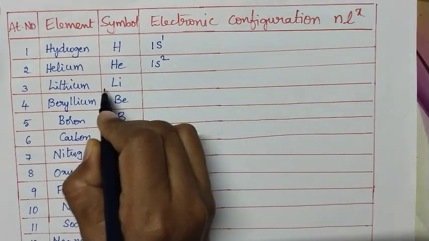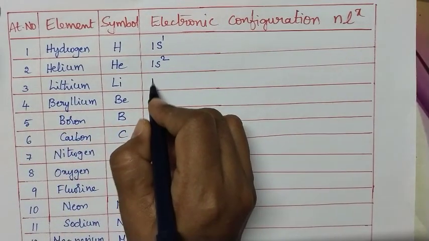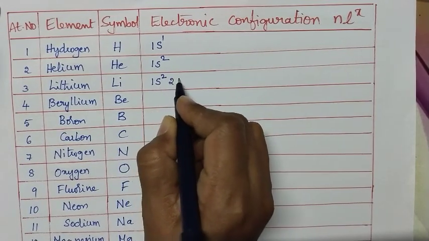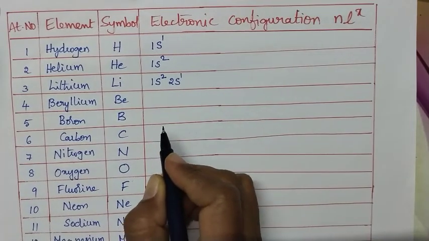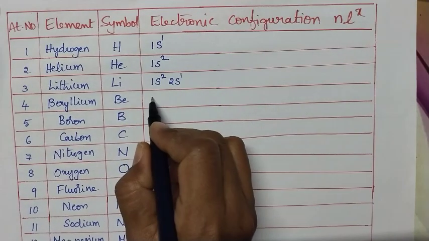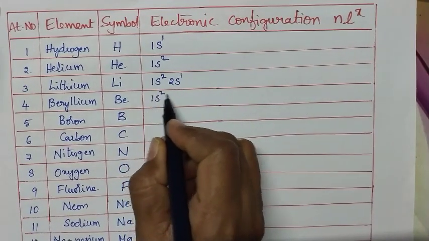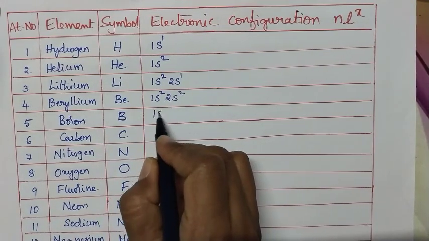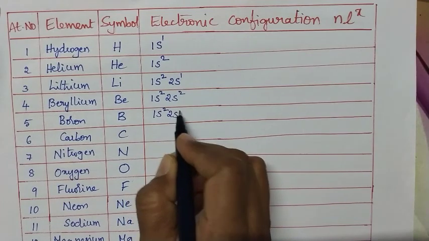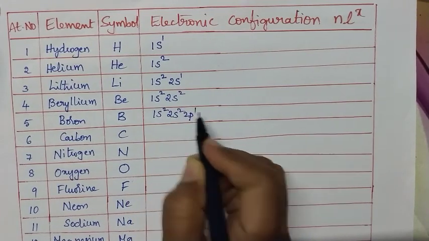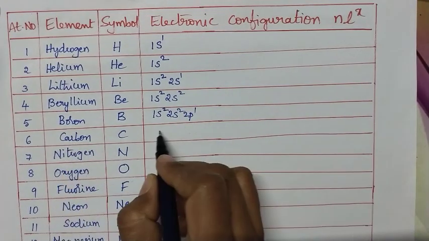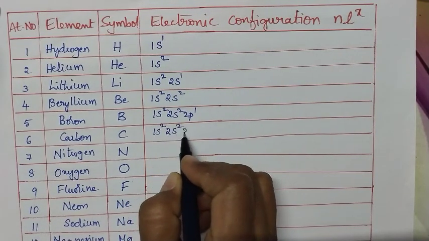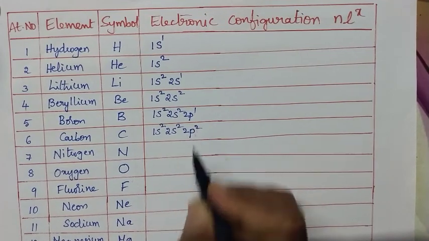And coming to the lithium, atomic number is 3. That means initially 1s orbital will be filled and then the electron goes to 2s1. And for that of beryllium, the configuration is 1s2, 2s2. Coming to the boron, its configuration is 1s2, 2s2, 2p1. Coming to the carbon, its configuration is 1s2, 2s2, 2p2.